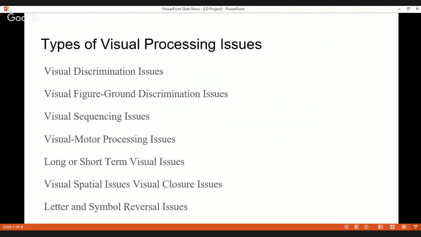Closure issues. These are when kids have issues identifying an object when only certain parts are visible. They may not recognize a truck if it's missing wheels, or a person in a drawing that is missing a facial feature. Kids may also have great difficulty with spelling because they can't recognize a word if just one letter is missing. So those are some processing issues.